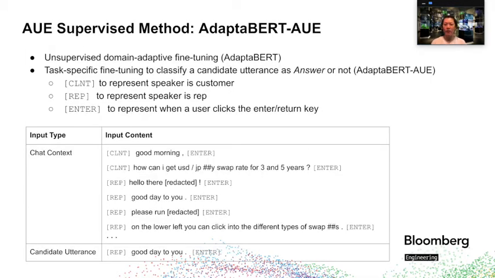For the supervised method, we have a BERT-based model. We first do unsupervised domain adaptive fine-tuning to bring the BERT pre-trained model to our domain. And then we do task-specific fine-tuning so the model can classify a candidate utterance as answer or not. For both fine-tuning procedures, we extend the BERT vocabulary and the procedure to account for 3 dialogue tokens. So the client and the rep tokens represent the speaker information, and the enter token represents when the user clicks the enter or return key. So those are trying to account for the structure of a live chat, where it's a conversation between 2 speakers turn by turn.